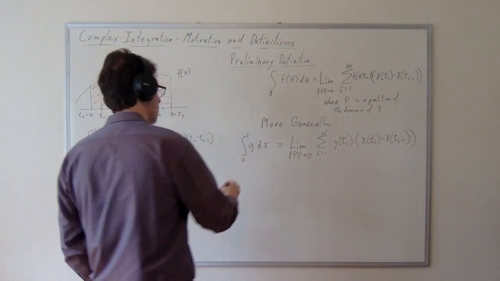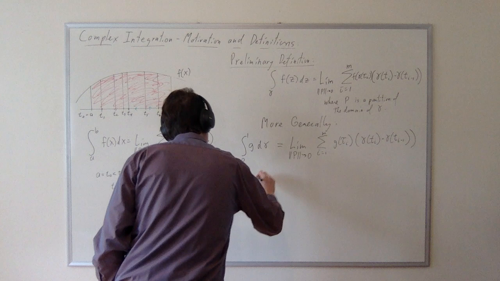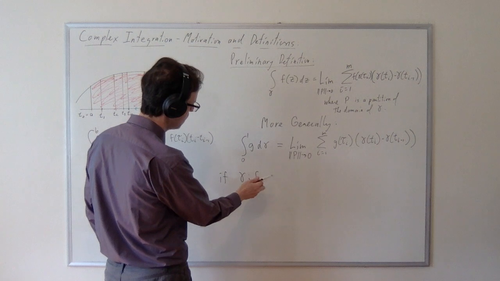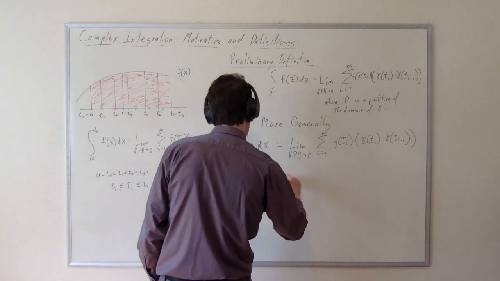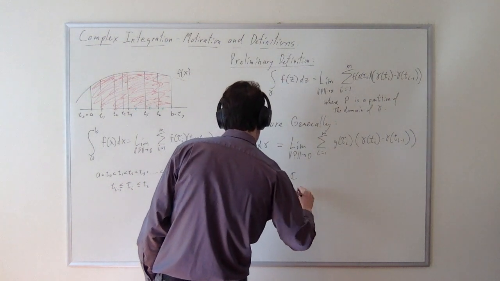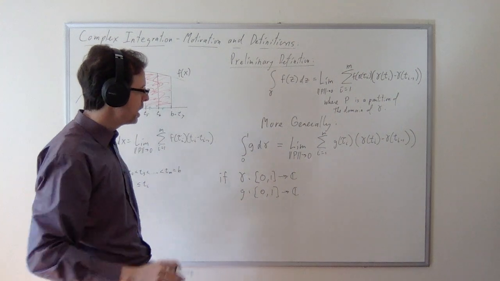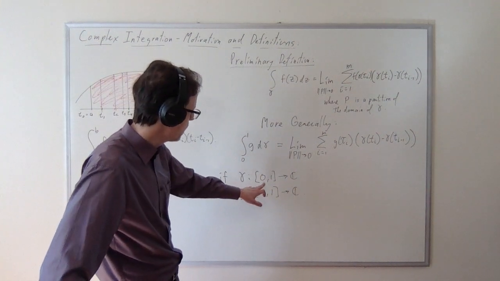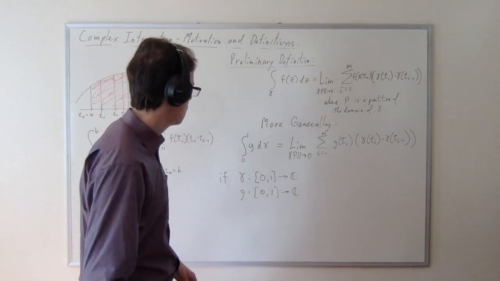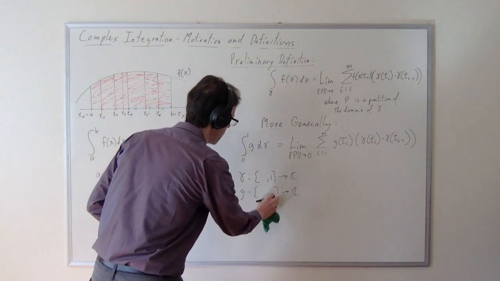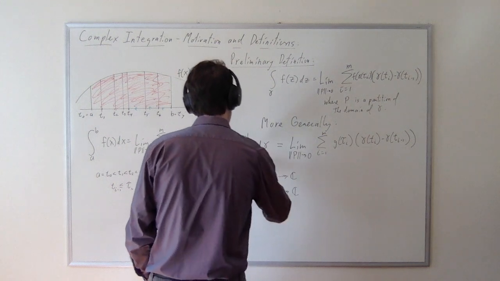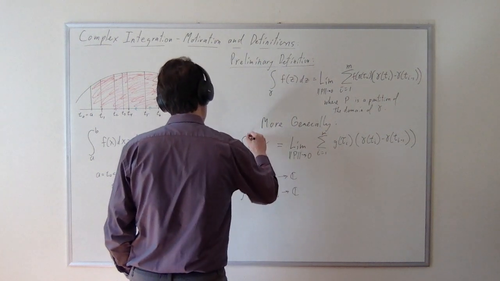Here I have assumed that gamma maps 0 to 1 to the complex plane and g maps 0 to 1 to the complex plane, then we get this limit. But now we realize this restriction on gamma, that it has domain 0, 1, is kind of artificial. Any closed interval would do just as well. And so we can generalize this further, and we can let gamma and g both map any arbitrary closed interval, which now we might as well call A and B. And so we get from A to B here.